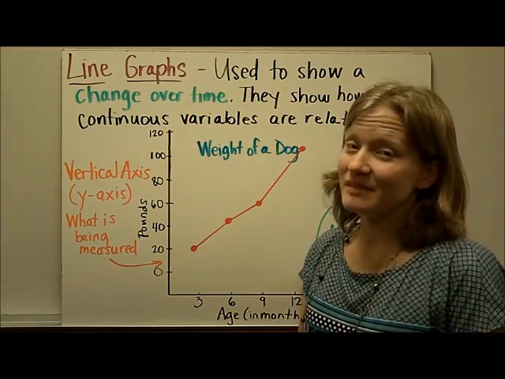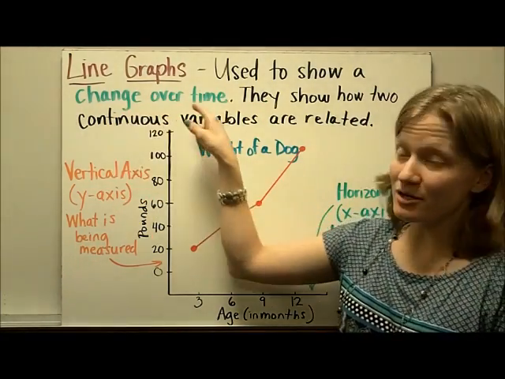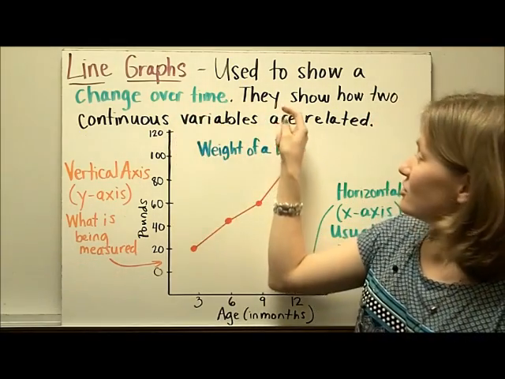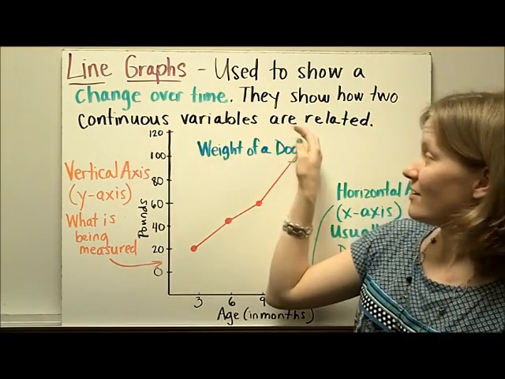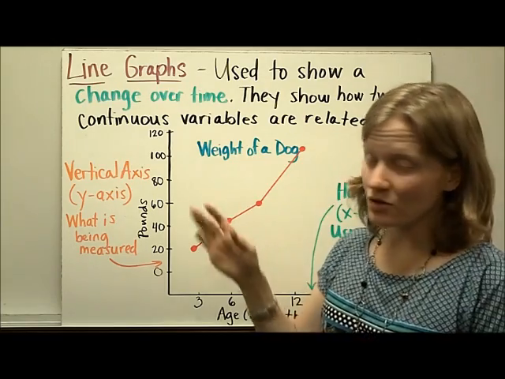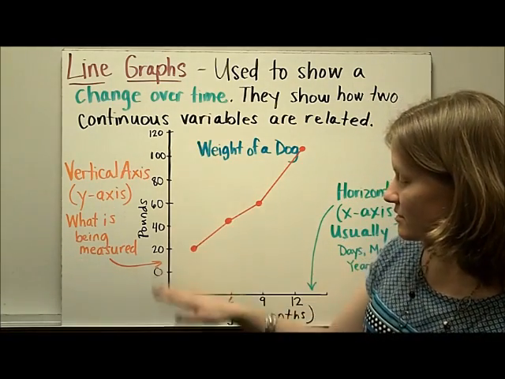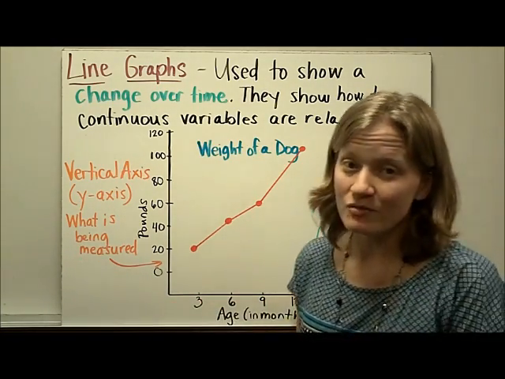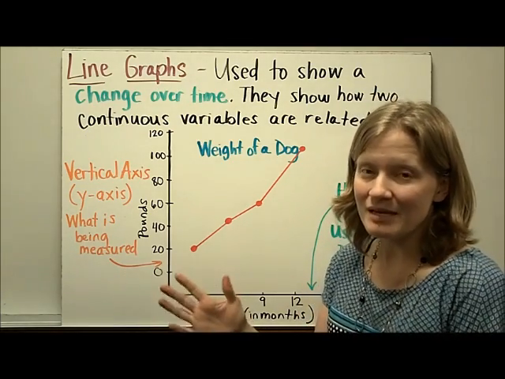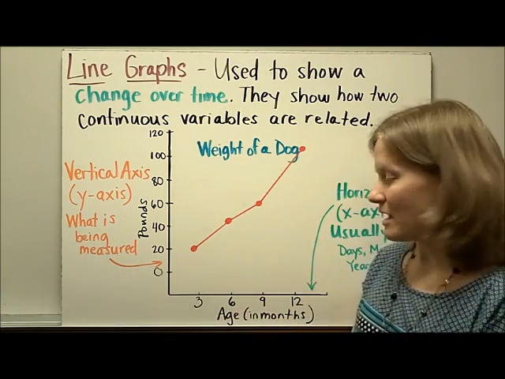About line graphs. Line graphs are used to show a change over time. They show how two continuous variables are related. So let's look at an example. In this graph, I have two continuous variables, things that keep happening over time.